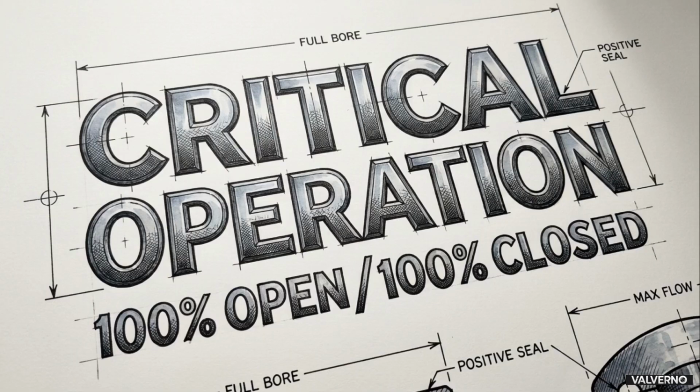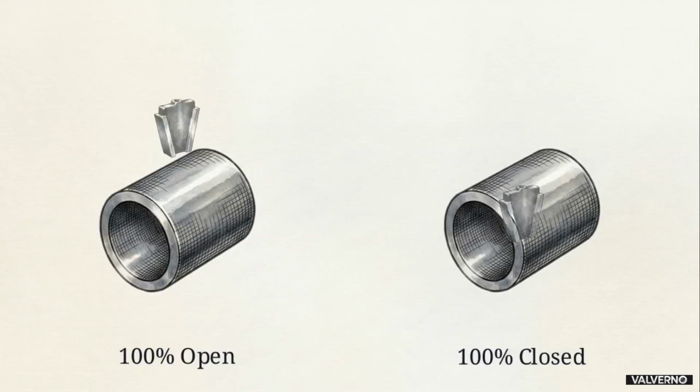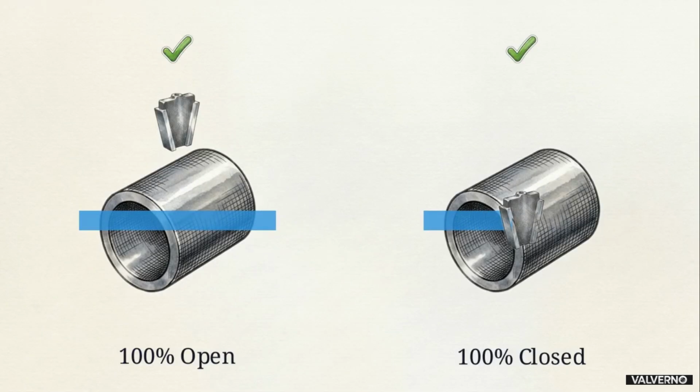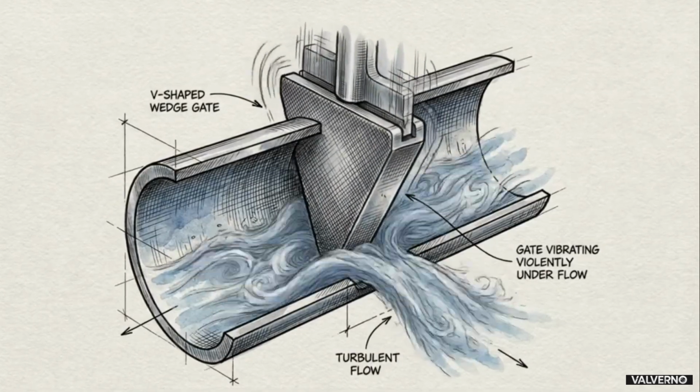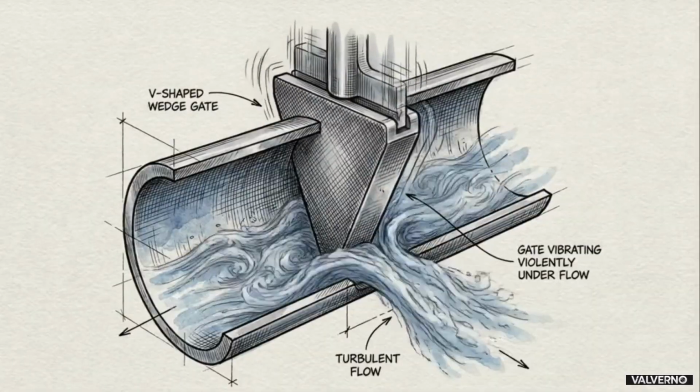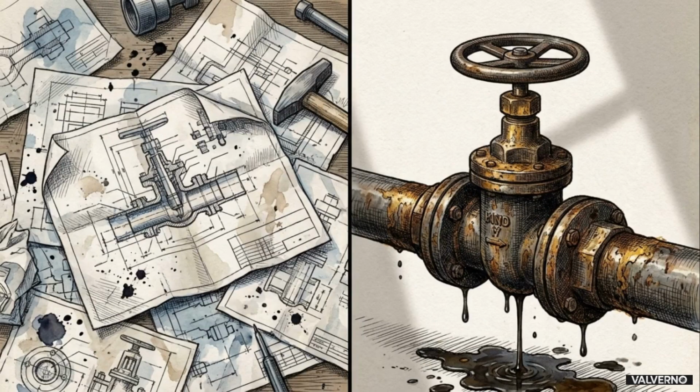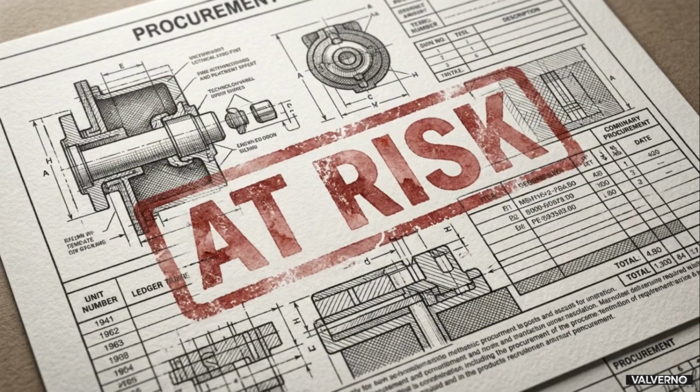You also need to follow one absolute operating rule. Gate valves are built exclusively for full flow isolation. They must be completely open or completely closed. If you use them to throttle flow, the fluid velocity will vibrate the gate and cause severe internal damage. If you do not have your exact operating conditions mapped out, and if you plan to use the valve for anything other than isolation, any purchasing decision is a financial liability.